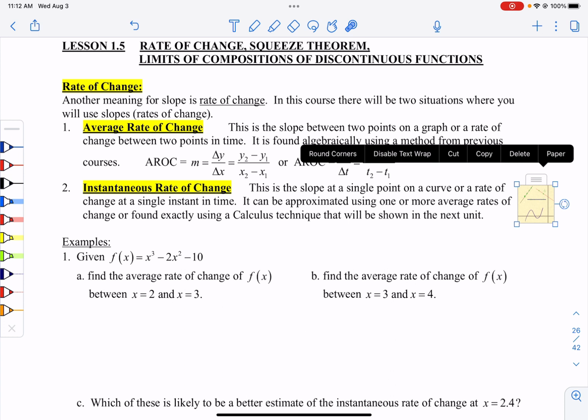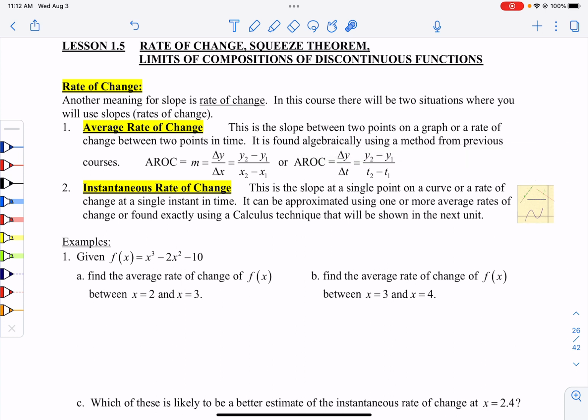For now, we are going to approximate that value. You haven't learned the calculus, I'm tongue-tied today. You haven't learned the calculus to actually find it yet. You're going to learn that later.